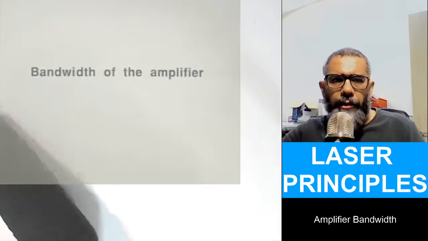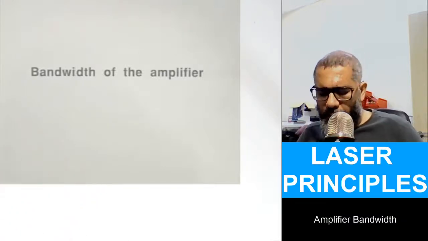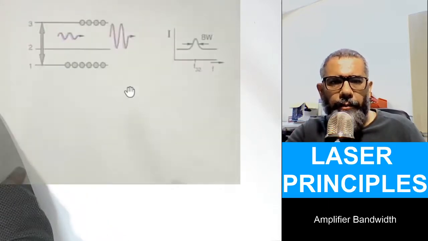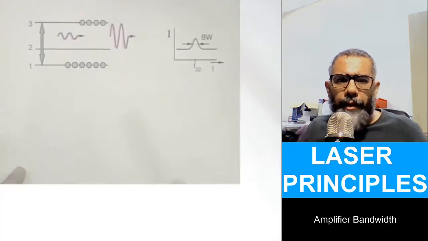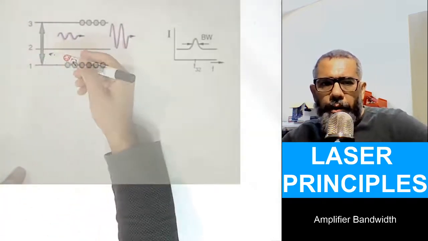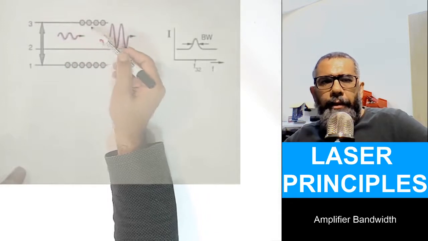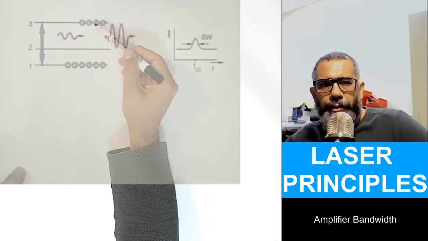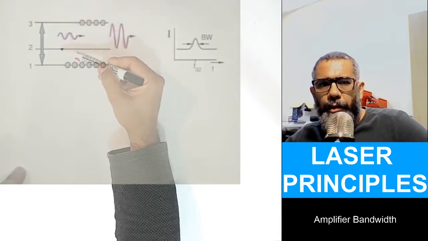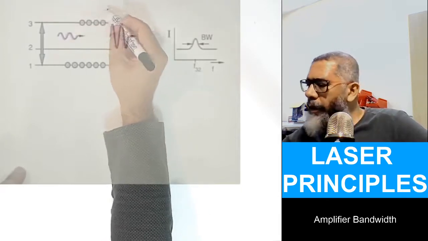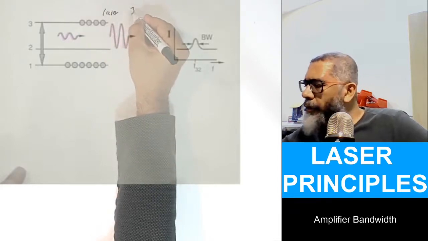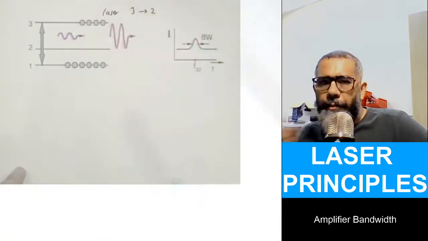Now let's think about the bandwidth of the amplifier, and we have talked about this before. Let me show the next slide. So here what you see is a 3-level laser, and the lasing frequency is the transition of the electrons from level 3 to 2. That means the laser is working at the 3 to 2 transition.